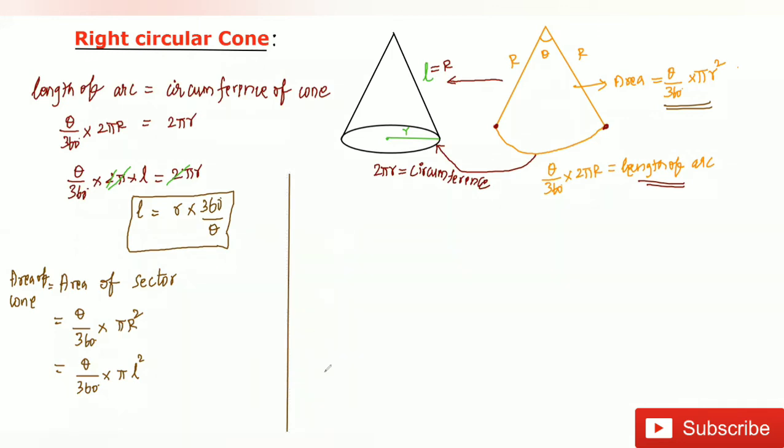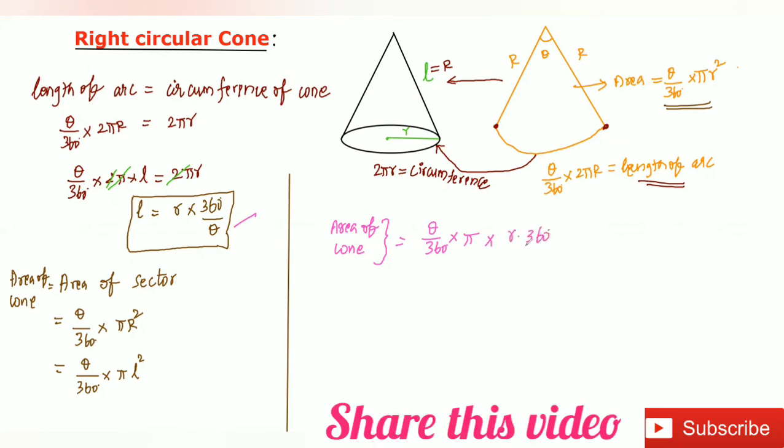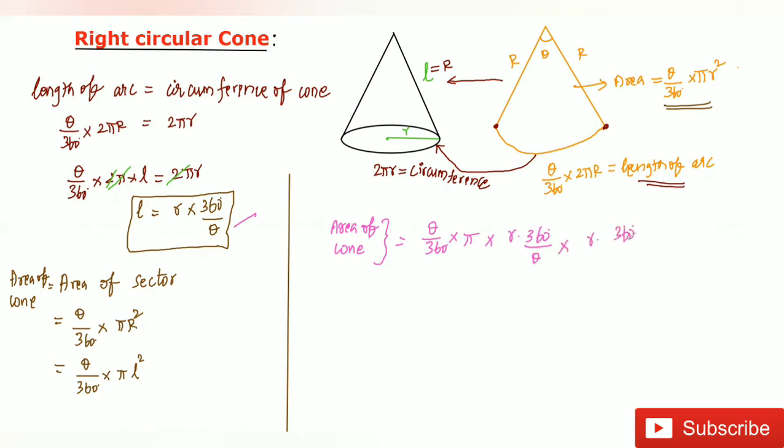So now we'll continue this, children. So area of cone, or curved surface area of cone, both are same. Now here we have theta divided by 360 degree into pi, and the L value here. We have a square, so I won't write it 2 times. So L into 360 degree divided by theta, into L into 360 degree divided by theta, because this is L square.